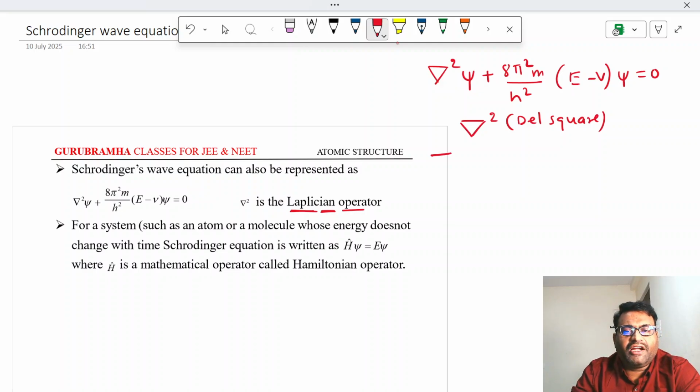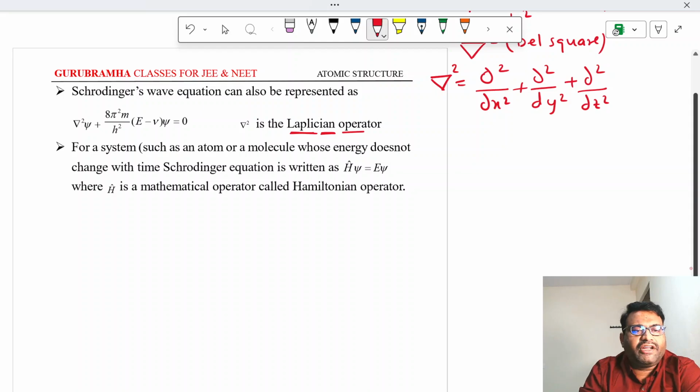Here del square can be del square by del x square plus del square by del y square plus del square psi by del z square. This will be del square.